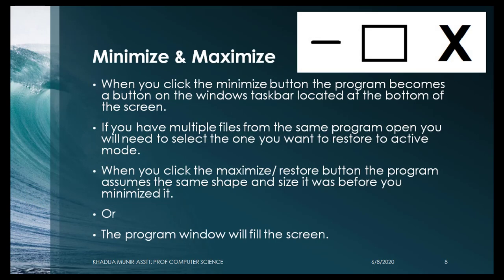Minimize and maximize. When you click the minimize button, the program becomes a button on the window task bar located at the bottom of the screen. If you have multiple files from the same program open, you will need to select the one you want to restore to active mode. When you click the maximize or restore button, the program assumes the same shape and size it was before you minimized it, or the program window will fill the screen.